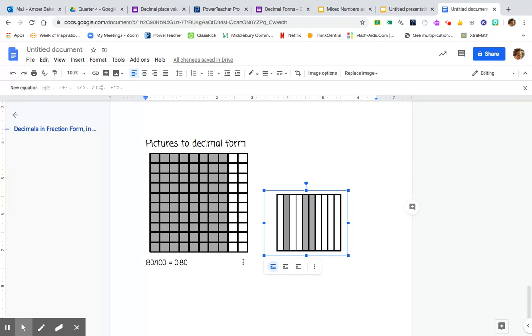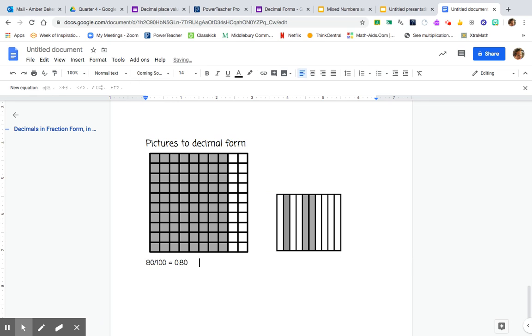Okay, if I come over here, this picture, I have my whole. My whole's not broken up into hundredths, it's broken up into 10 equal pieces. So I know my denominator is going to be 10. So how many of the tenths are shaded? Well, 3 of them are shaded. So 3/10 for the fraction form, which is 0.3. 3 is in the tenths place.